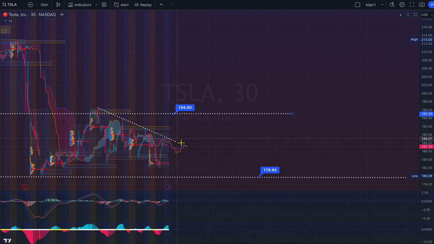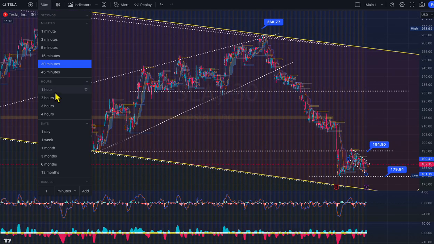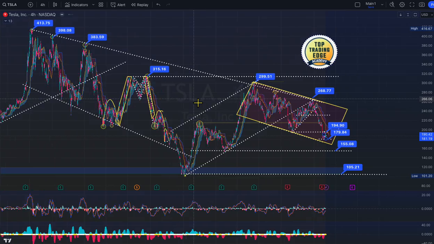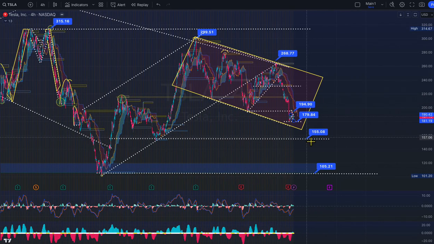So right now, Tesla is basically in a downward channel right here. This is the downward channel, folks. You see this downward channel? If this channel breaks upward, bullish, and the next resistance is 195. If this channel breaks downward 179, then the next target is 155. That's where Tesla could go. All right, that's the next demand area, which would be somewhere around here. So it may be 155, 160, wherever it is.